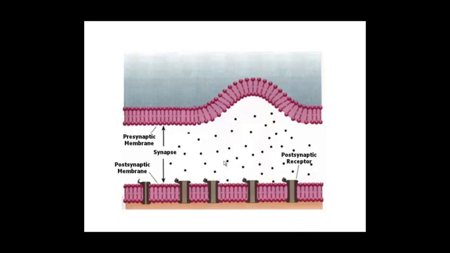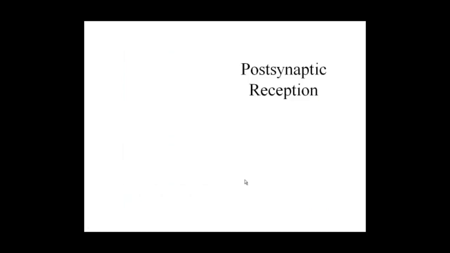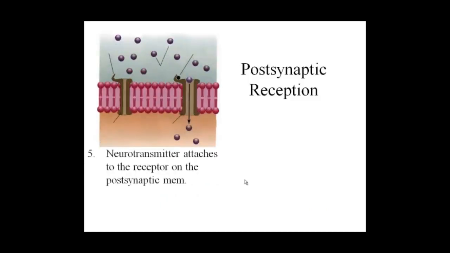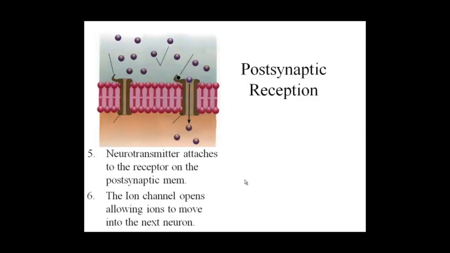That's going to be a clue for our next step. Our neurotransmitters are going to come, and they're going to plop onto the receptor of our postsynaptic membrane. When the neurotransmitter sits in that receptor site, the ion channels open and ions come flowing into our new dendrite, allowing ions to move into the next neuron.